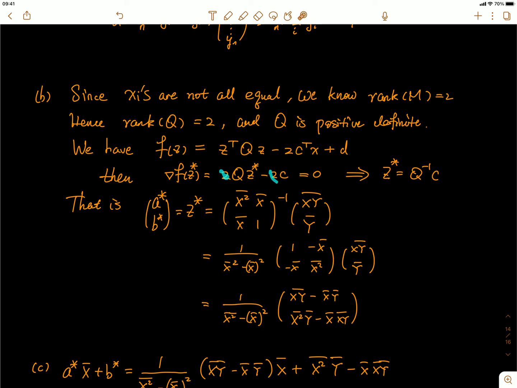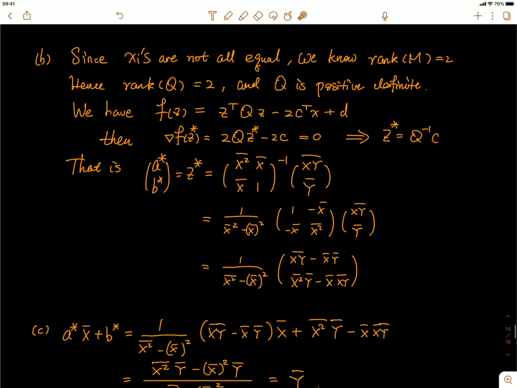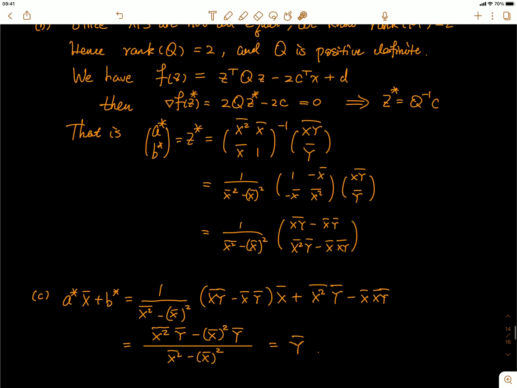Okay, so you just cancel the 2. Then you need to solve Q z star equals c, and there's only one possible solution, because Q is invertible. Okay, so that's only one possible. And the last question is to show that A star, B star satisfy the relation that this equals y bar. Okay, so just plug in values.